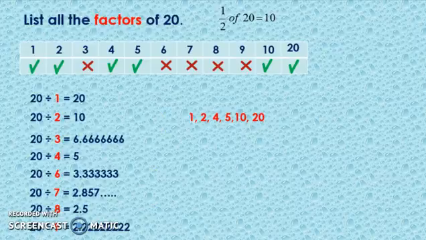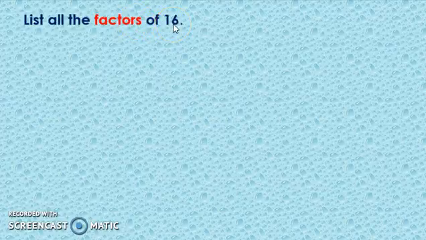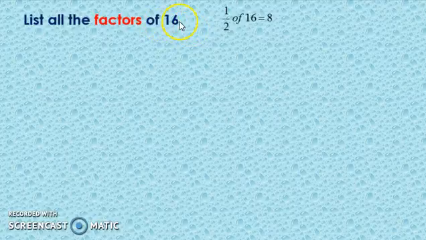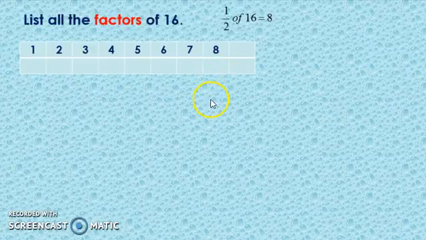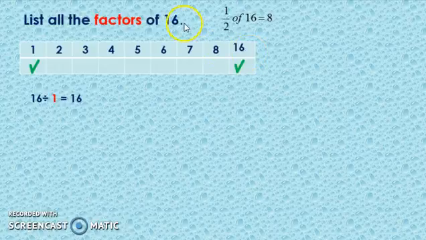Let's try one more example. List all the factors of 16. Remember, you only have to test up to half the value of the number. So we just have to check the numbers 1 through 8. But because 16 divided by 1 is 16, 16 itself is also a factor.